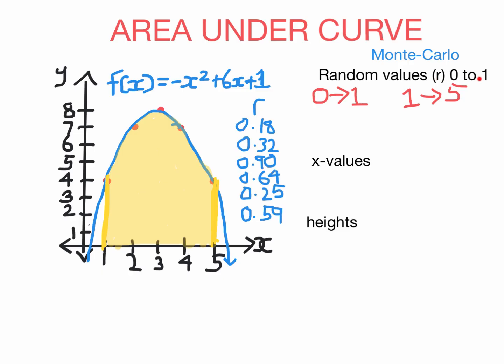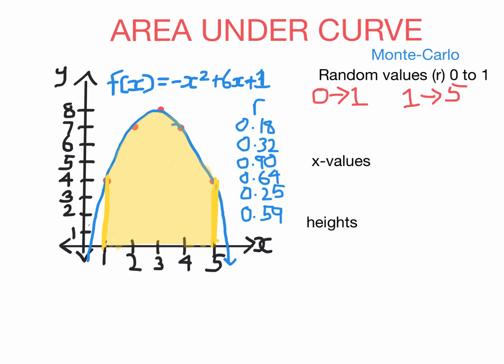So we need random values from 0 to 1. You can use your graphics calculator to come up with these values or just make them up. The problem is, though, we need to use the Monte Carlo method on lots of random x values between 1 and 5, but all of these numbers are between 0 and 1. So we need a way to convert each of these into a number between 1 and 5.